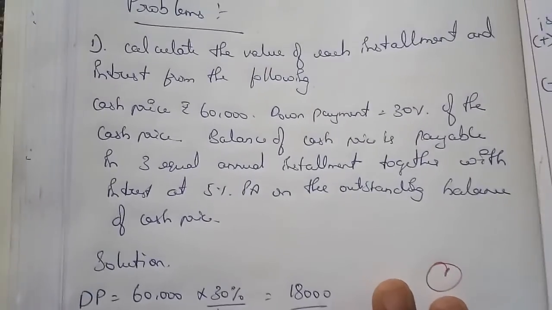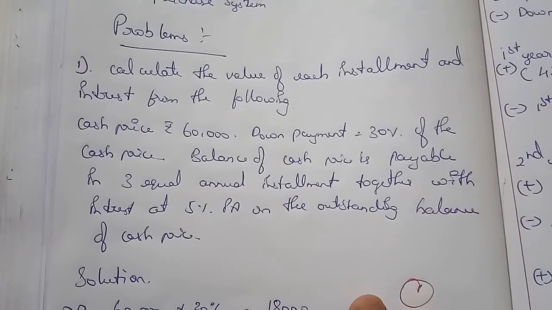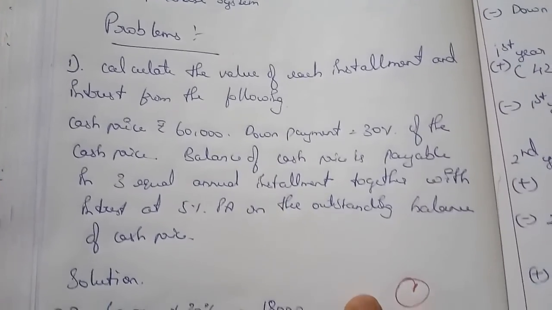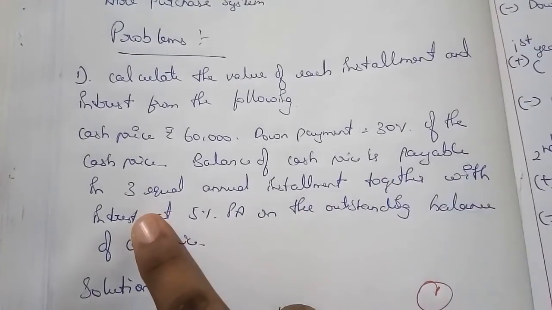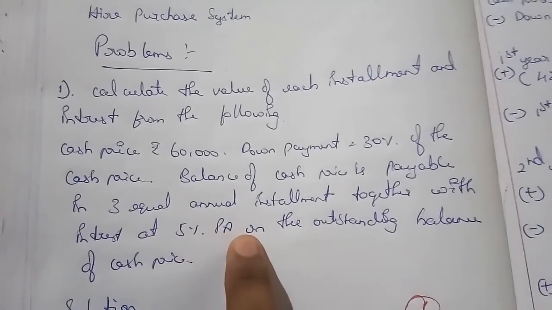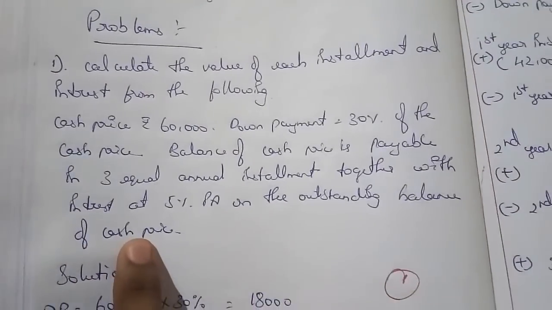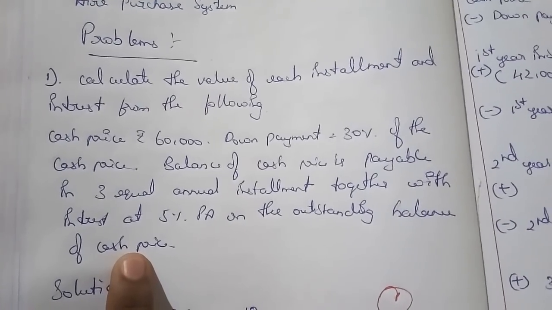Cash price 60,000, down payment 30% of the cash price. Look, balance of cash price is payable in 3 equal annual installments together with interest at 5% per annum on the outstanding balance of the cash price. So here interest is together with the installment. Now let's do the solution.